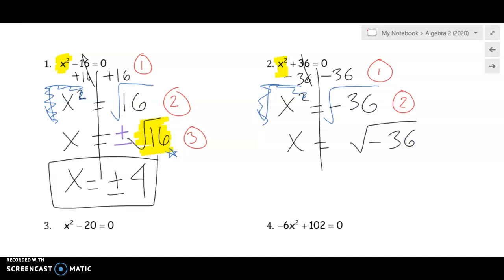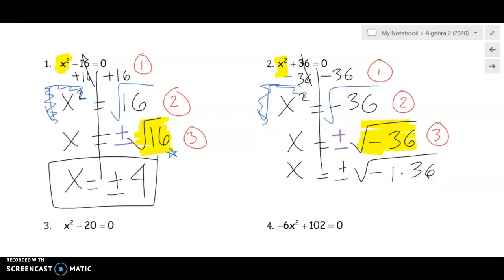But I have to remember step 3. Step 3 is to put in the plus or minus. So I'm going to put that over here on the side. That's basically step 3. Then step 4 is to simplify, and you have to be very careful here. So let's go ahead and simplify the root. So when I break this down, I have x equals plus or minus. I'm going to do negative 1 times 36.